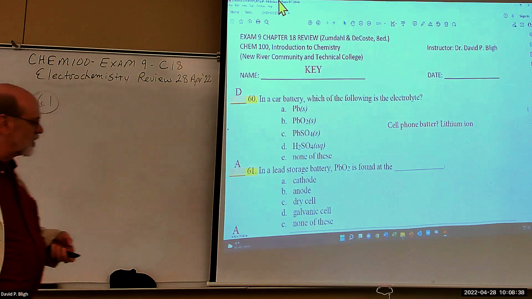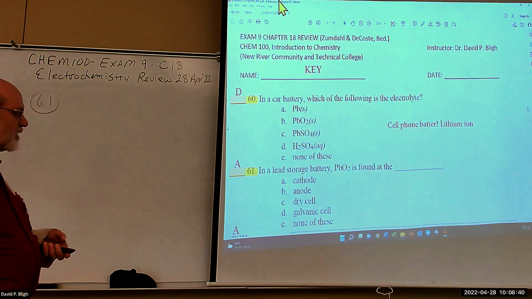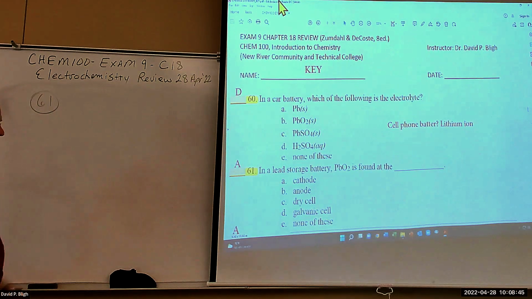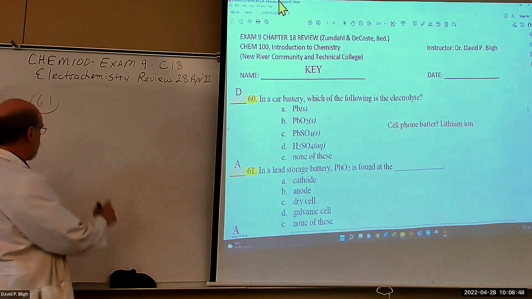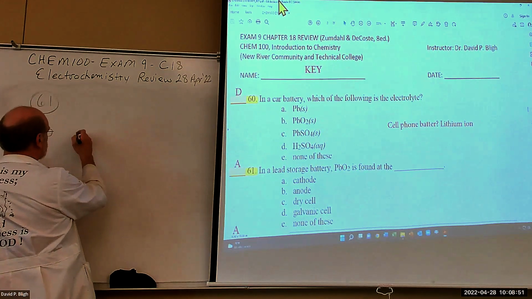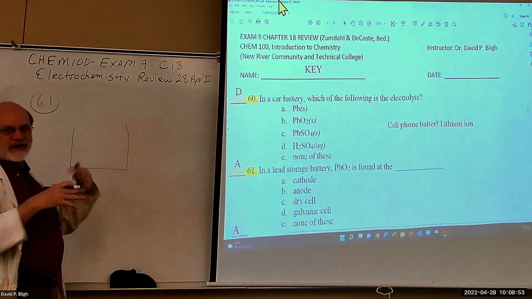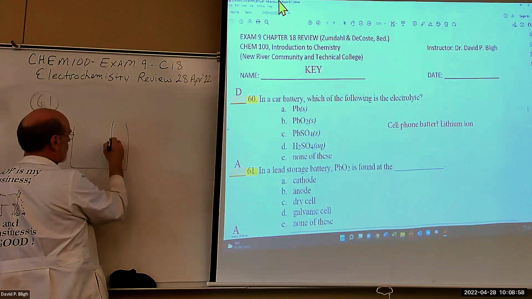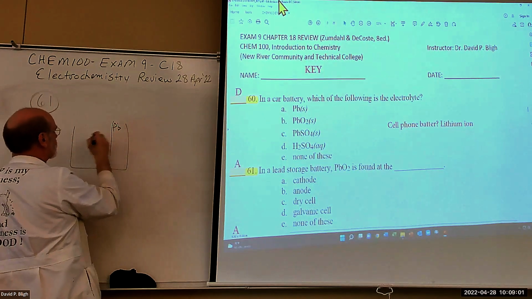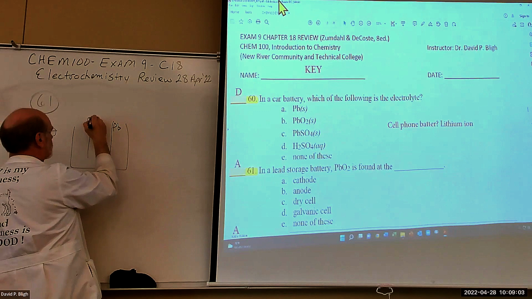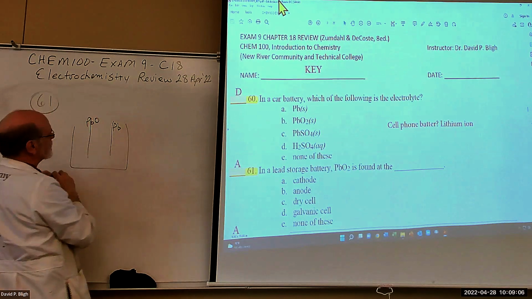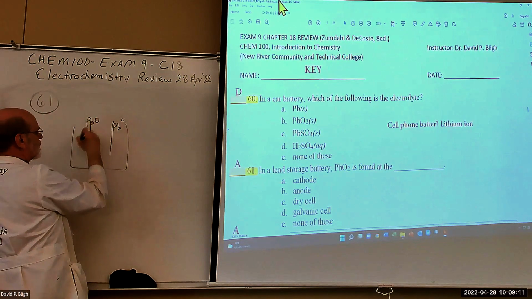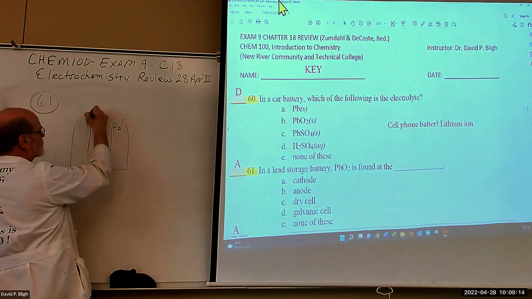In the lead storage battery, lead oxide is found at the cathode, anode, and so forth. All right, we have to look at what's the chemistry behind the reaction. So if we look at just one cell in a lead acid battery, we're going to have the lead plate here, and we're going to have the lead oxide here. So this one has a 0 oxidation state. This one has a 2, and this is +4.